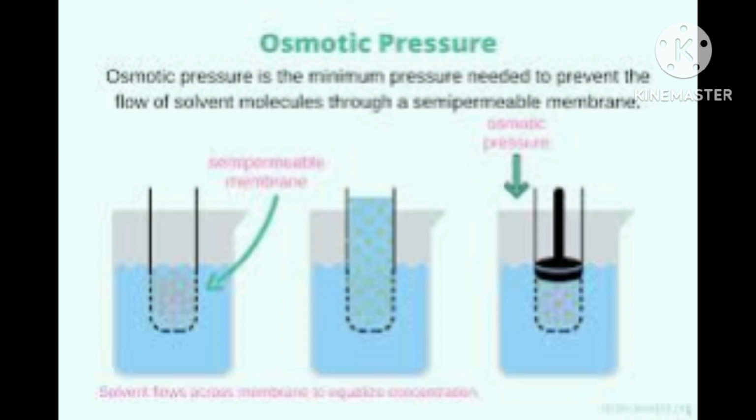Freezing point depression constant or molal depression constant, or the third name is cryoscopic constant. A question is asked: what is the cryoscopic constant? This Kf is a fixed value for each solvent. So it has three names: first is the freezing point depression constant, second is molal depression constant, and third is cryoscopic constant.